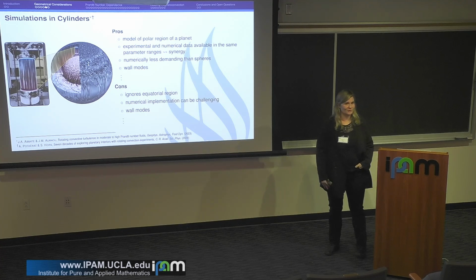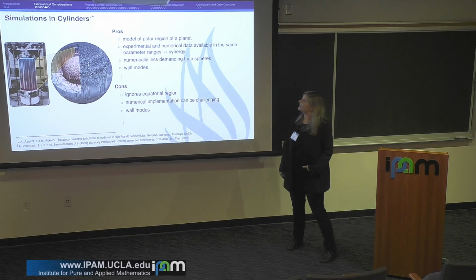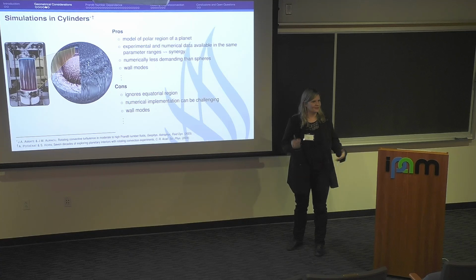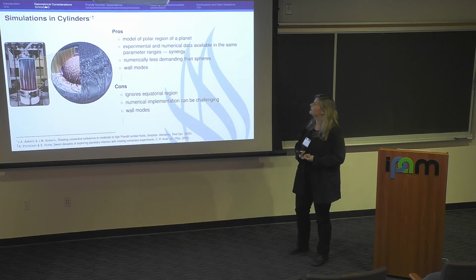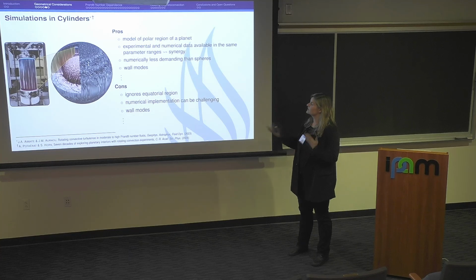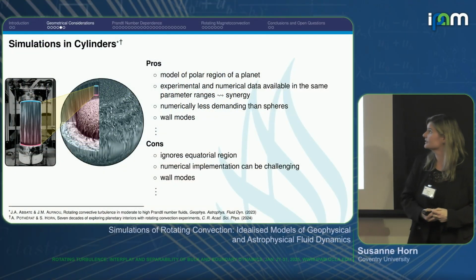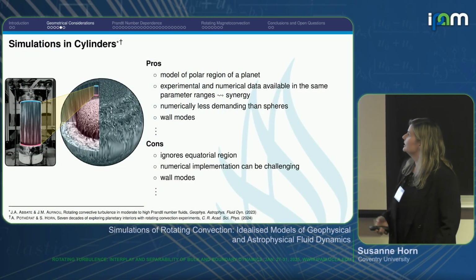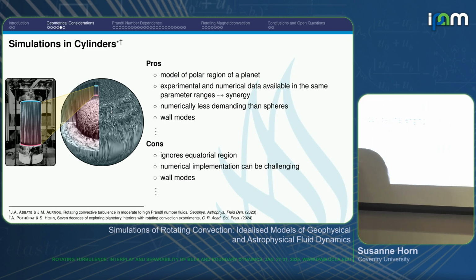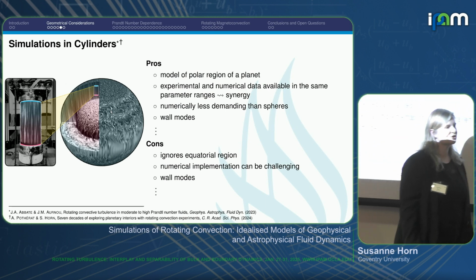It's my preferred geometry. I think it's nice for simulations, it's nice for experiments, and it's really nice because we can work together, and it also means we can look at the same parameter space and have some synergy effect here. It's less demanding than spheres, obviously, because we are essentially just modeling this little bit in the polar region.